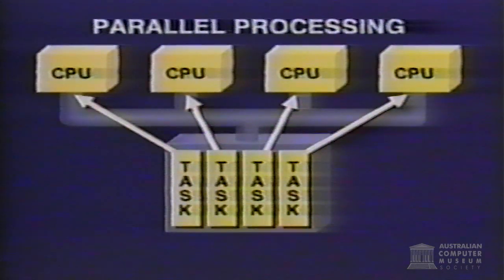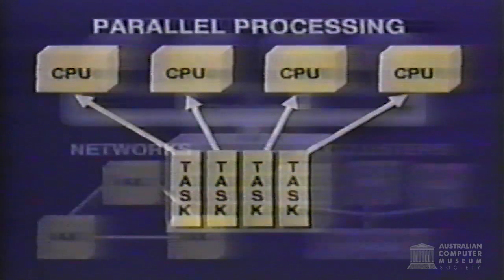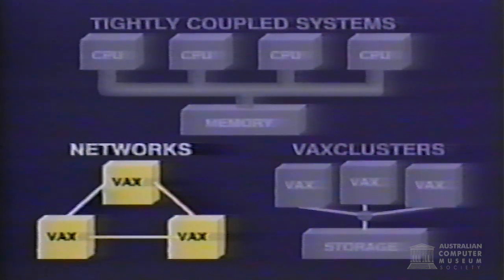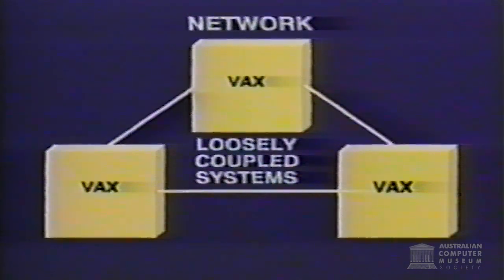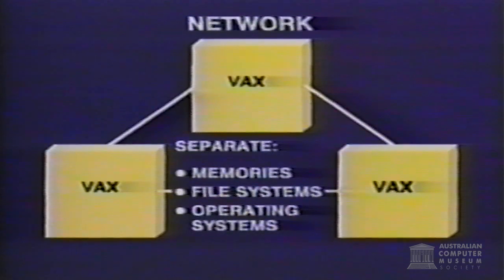This ends our discussion of VAX systems that use tightly coupled processors. We'll now describe networks, our second category of multiple CPU systems. VAX computers are often linked together to form networks. The computers in a network are very loosely coupled systems. In other words, the CPUs have separate memories, maintain their own file systems, and execute separate operating systems.